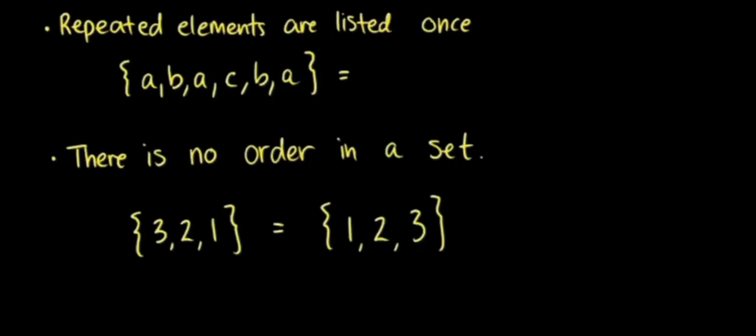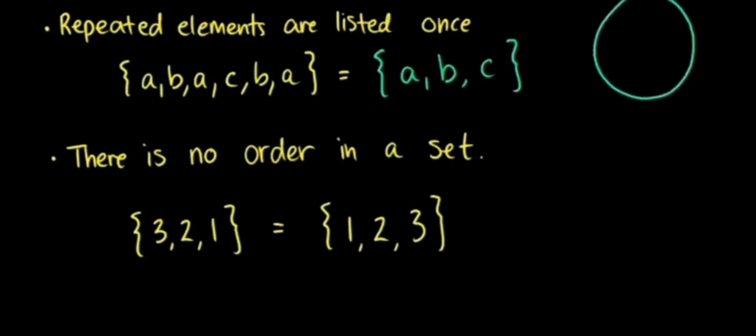Now there are some additional points to these sets, and that is that repeated elements are only listed once. So if we have a set A, B, A, C, B, A, even though A is repeated 3 times, we only write it once. B is repeated twice, we only write it once, and C appears once. So this set A, B, A, C, B, A is the same set as A, B, C, and they would both be drawn as circles with some element A, some element B, and some element C. In other words, we don't care about the number of these things in there. We don't care if there are 3 A's, we don't care if there are 2 B's. We just want to know what's inside our circle.